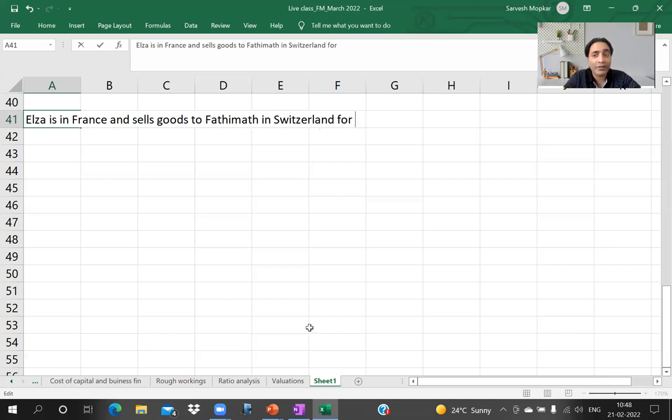Can you guess? If your concepts are good, you should be able to tell me what currency. France has got its own currency, euro. Switzerland also has its own currency, and also euro, but I'm not going to talk about euro now for Switzerland because Switzerland has got its own currency as well. Both are allowed. So if you're traveling in Switzerland, you can keep euros in one pocket and Swiss francs in another pocket. So Elsa has a currency called French francs. Elsa is in France. Her currency is French francs. She sells goods to Fatima in Switzerland. Switzerland's currency is CHF. I'll not bring euro into the picture now. Both countries have got their own respective currencies.